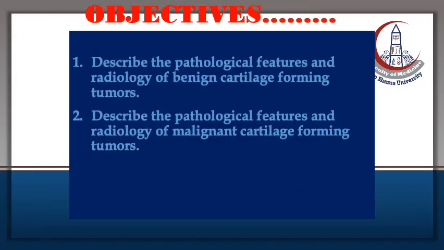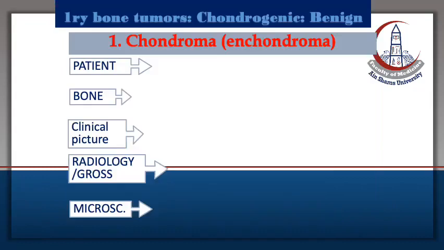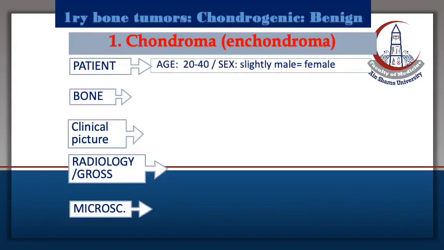In this lecture, we will describe the pathological features and radiology of benign and malignant cartilage-forming tumors. Chondroma is the first chondrogenic benign tumor. It occurs in the middle age group.